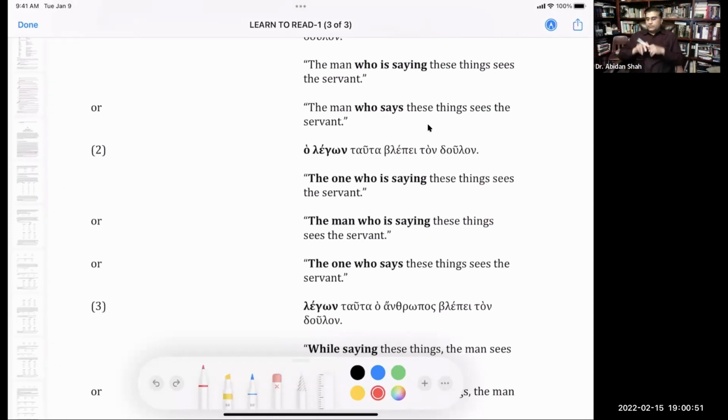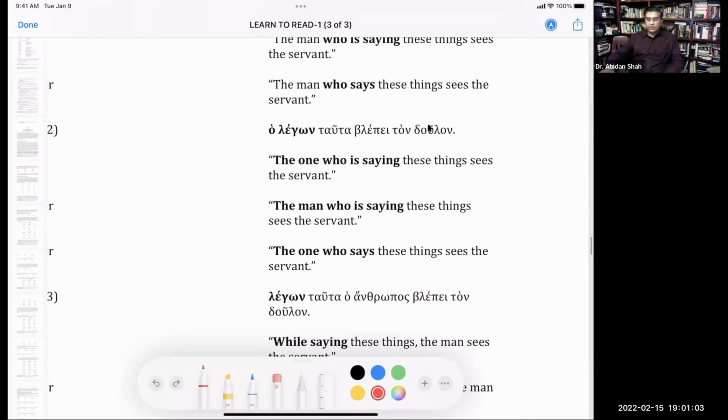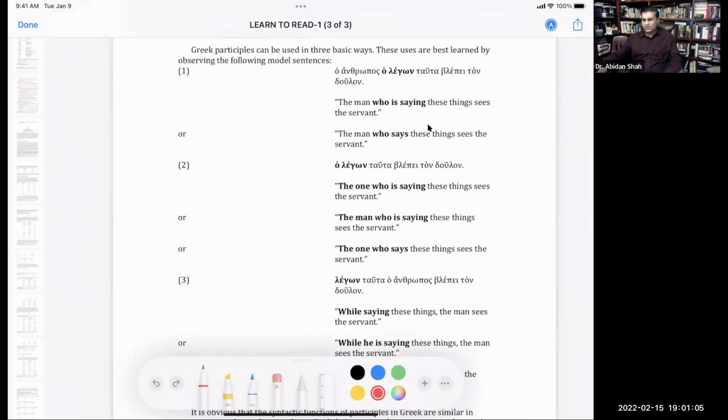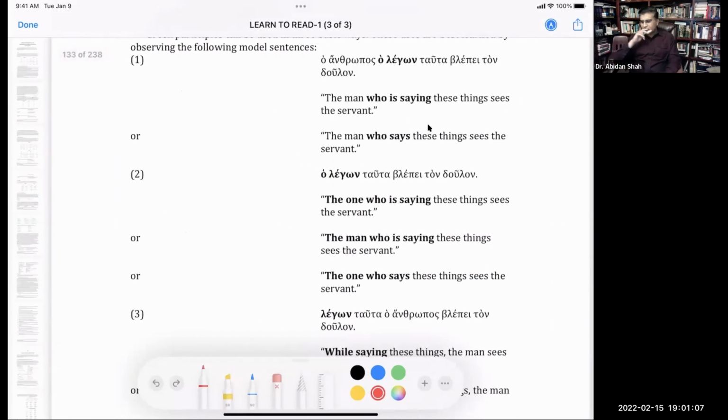Let's go to number 2. Ho legon tauta blepei ton dulon. The one who is saying these things sees the servant. Ho legon, again, just like here, but in a different kind of sentence. This is giving an example of a participle.